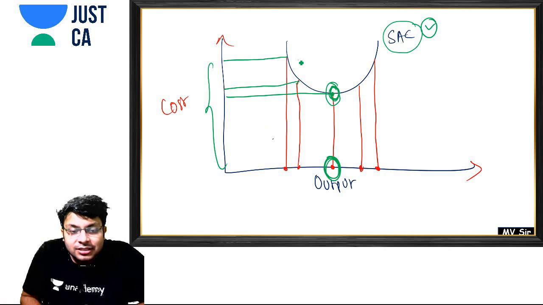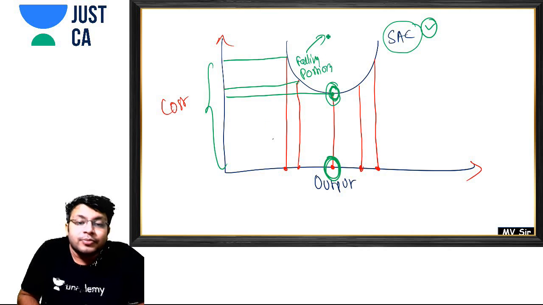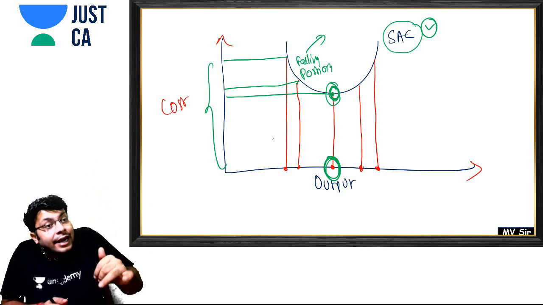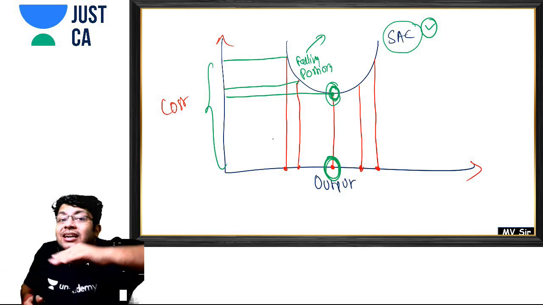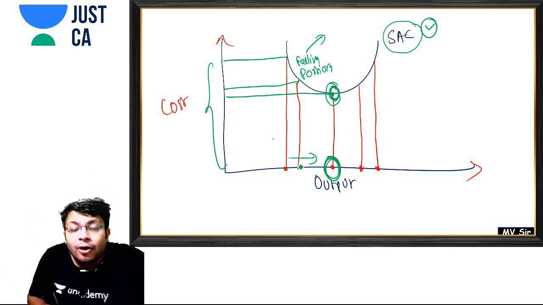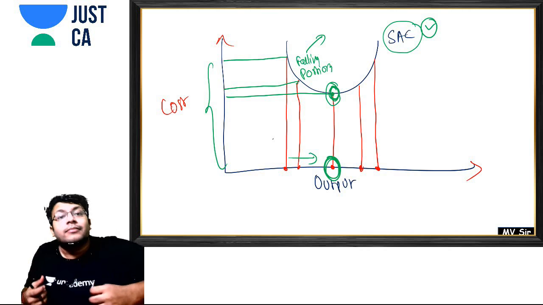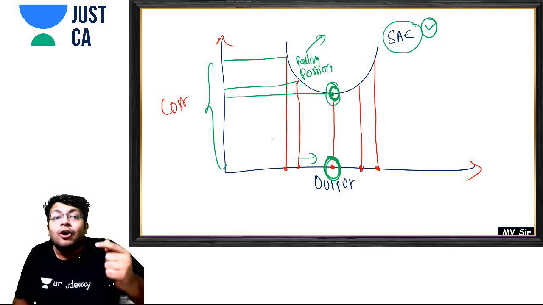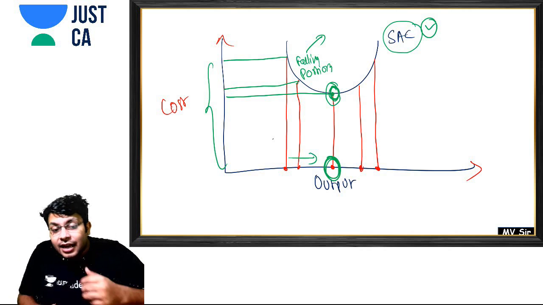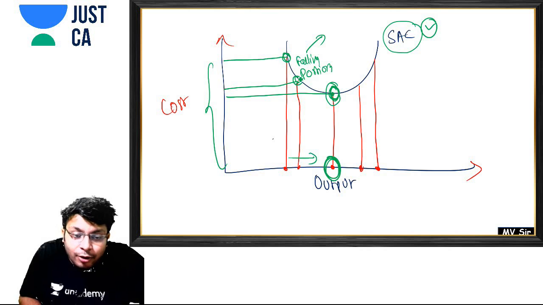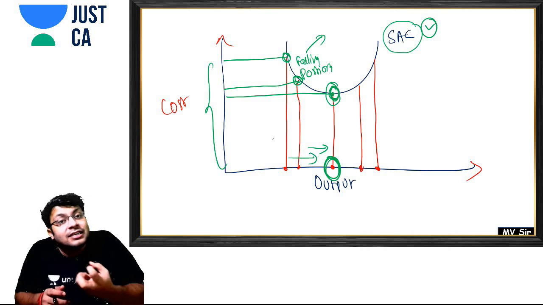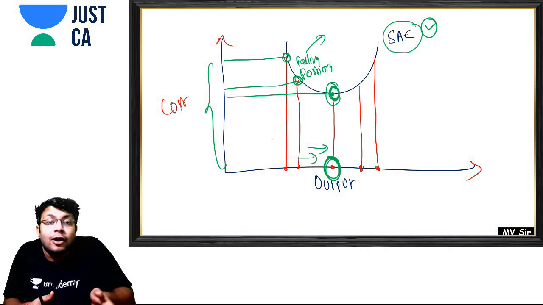So the falling portions of your SAC curve show that if you are producing on the falling portions of your short-term average cost curve, you can increase your production, but you are underutilizing your plant size. If you're producing on this point, you can increase your production and decrease your cost, but you are underutilizing your capacity, your plant. That is why the cost is more.